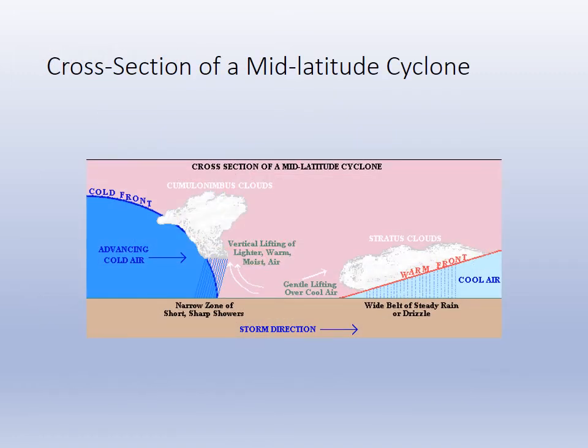So here's the cross-section of a mid-latitude cyclone. Warm front first, warm air, cold front after that, and then higher pressure behind it, moving toward the east from the west.